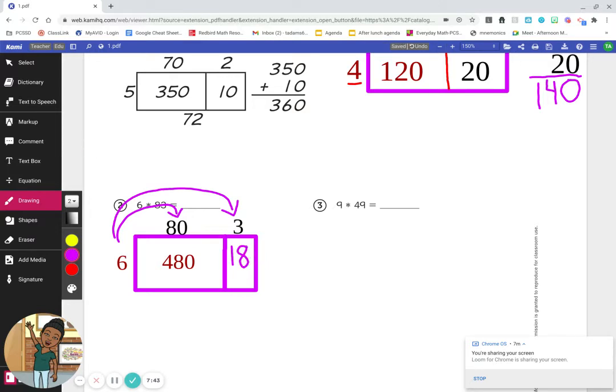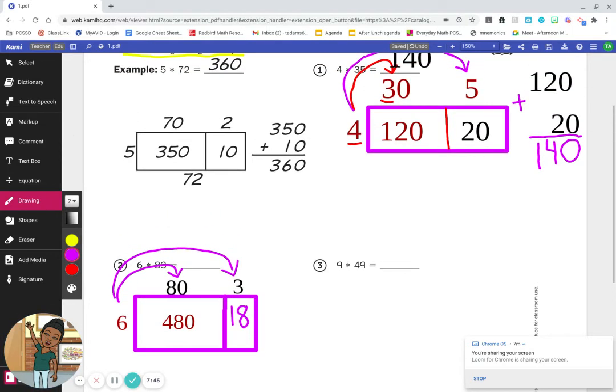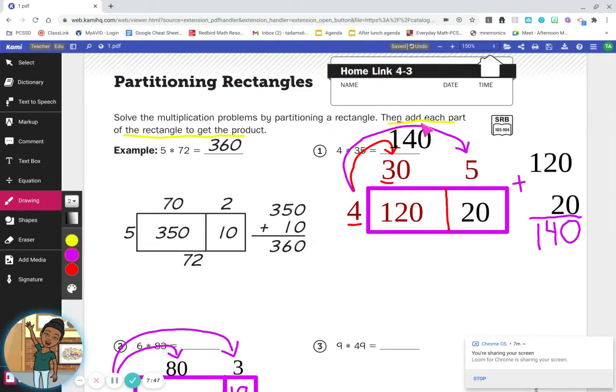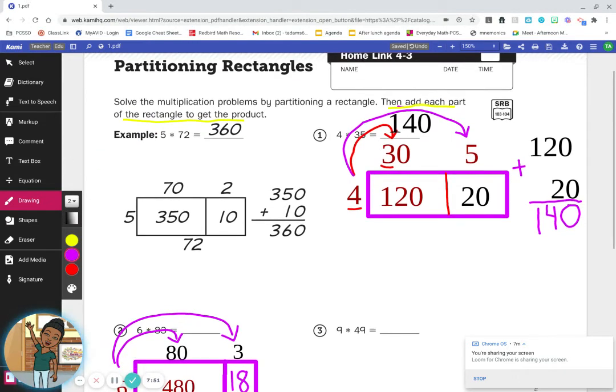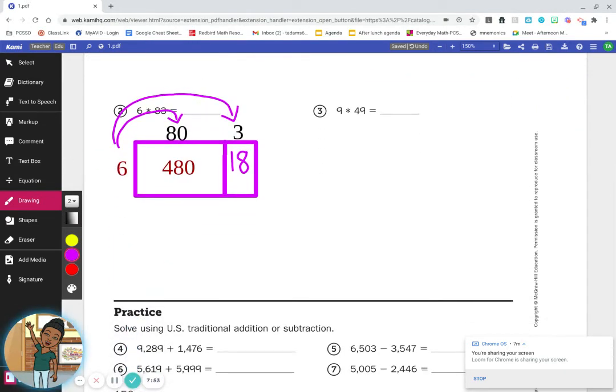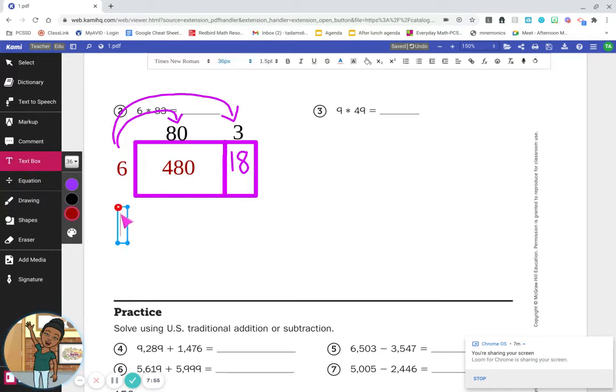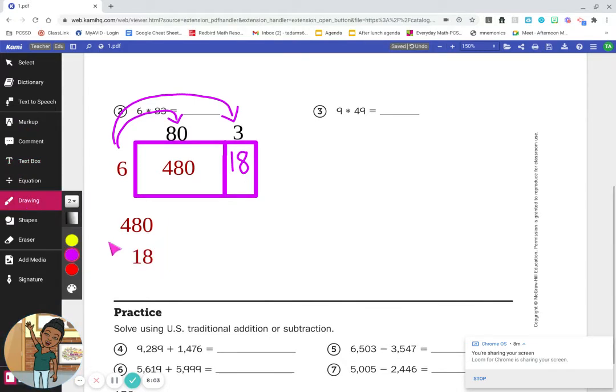Am I finished? Nope, because when I go back to my directions, it says add each part of the rectangle to get the product. So let's add each part of the rectangle. Again, we are lining our place values up. We're not just going to put them straight across. We're going to line them up so it's easy for us to add place value by place value.